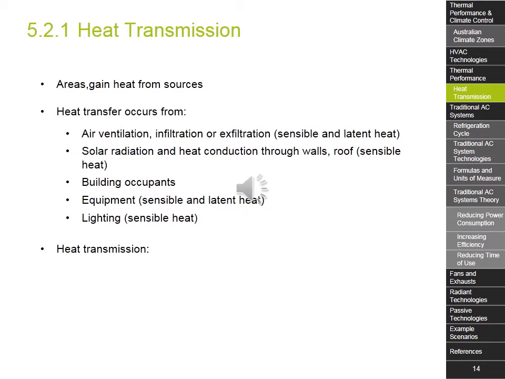Areas also gain heat from objects within the space. Heat transfer can occur from air ventilation, infiltration or exfiltration, solar radiation and heat conduction through walls, windows or the roof, building occupants, equipment which is usually comprised of electrical appliances, and lighting.